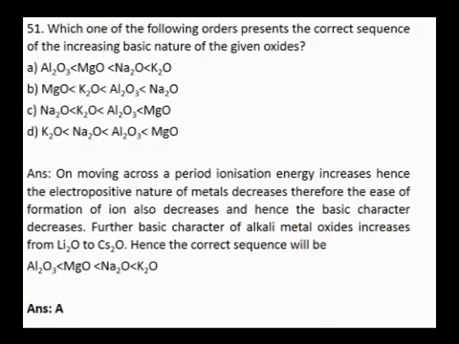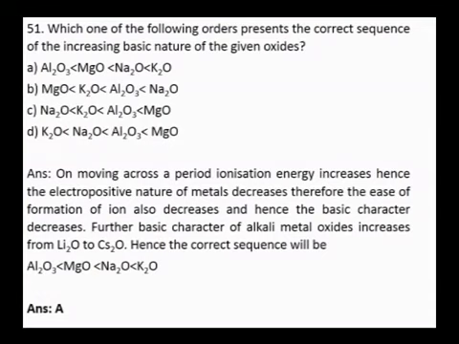Into question number 51. Which of the following order presents the correct sequence of increasing basic nature of given oxides? So the oxides which are given are Al2O3, MgO, Na2O, and then K2O. So you find the alkali metal oxides, alkaline earth metal oxides, as well as the aluminum oxide also in the options. When you move across a period or from left to right along the periodic table, ionization energy values increase because of the addition of electrons to the same electronic shell, and therefore the electropositive nature of metal naturally decreases. The ease of formation of ion also decreases, and hence the basic character decreases.